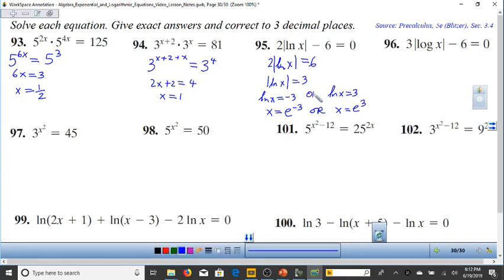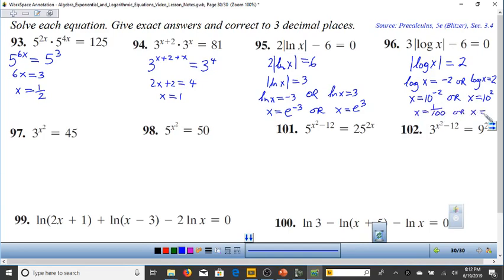Similarly, if you rearrange this one, you'll see that the absolute value of log of x is equal to 6 over 3, which is 2. So that means log x is equal to -2 or log x is equal to 2. Log means log base 10, so that means x is either equal to 10 to the -2 or x is equal to 10 squared. So x is equal to 1 over 100 or x is equal to 100.